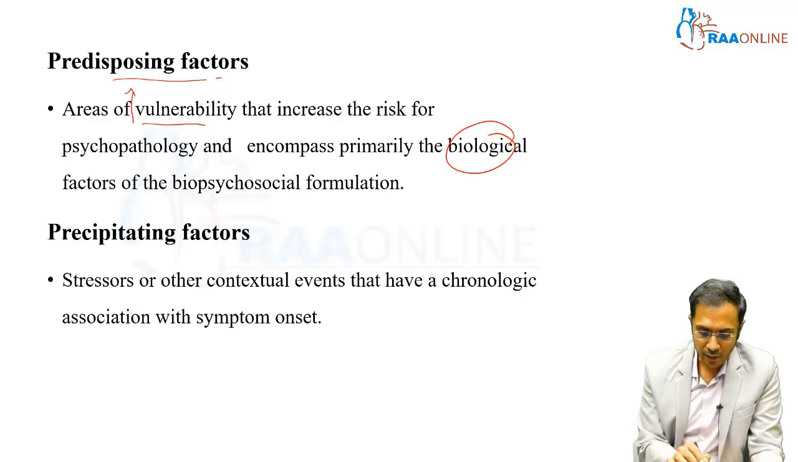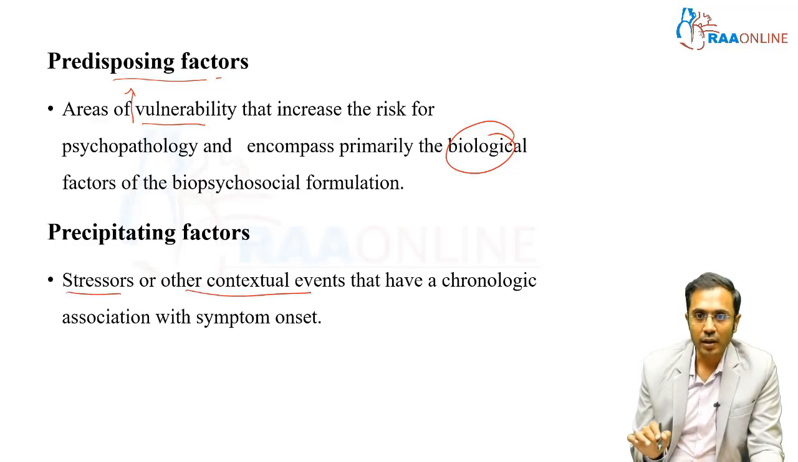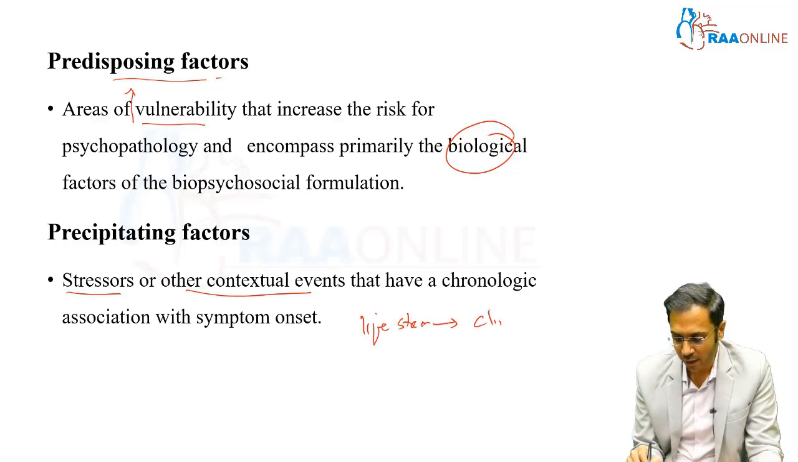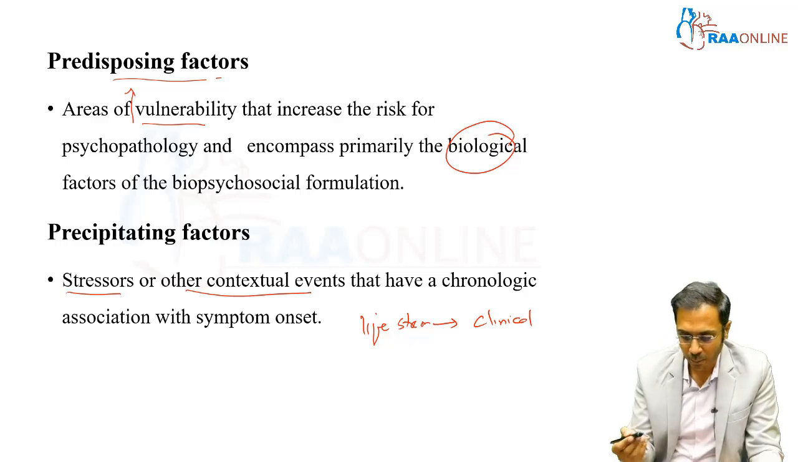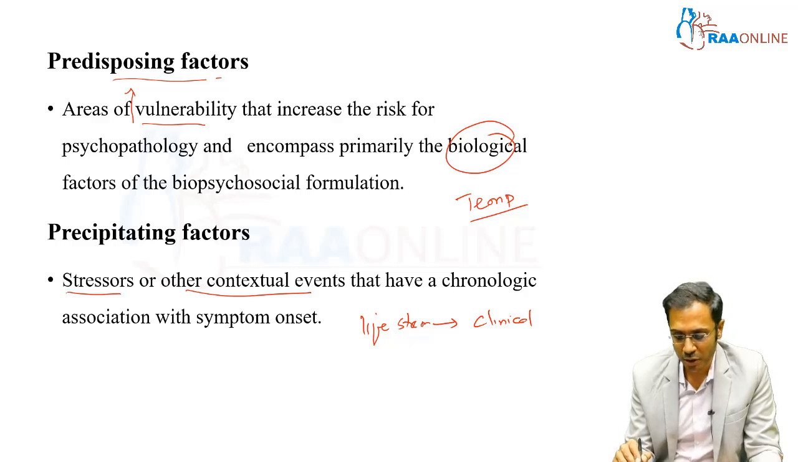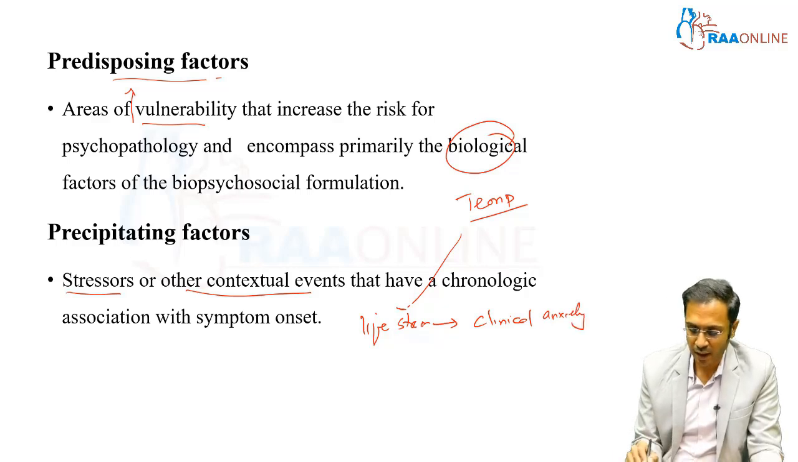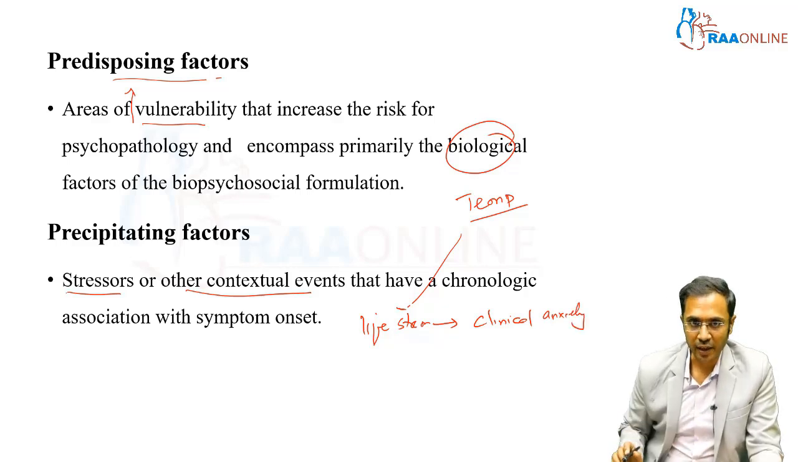Precipitating, again this is a psychosocial factor: stressors or other contextual events that have a chronological association with symptom onset. I have a life stressor after which I developed clinical anxiety disorder. I was having temperament, biological predisposition, anxious traits or behavioral inhibition. After the life stressor, I developed clinical anxiety. These are precipitating factors that directly precipitate clinical anxiety.